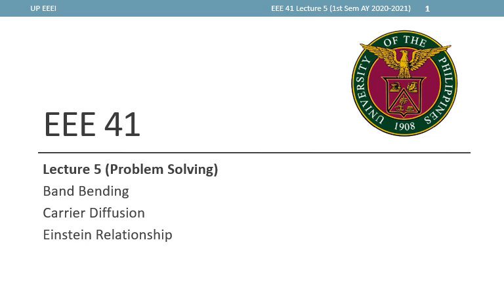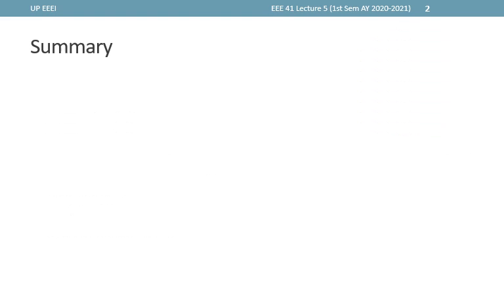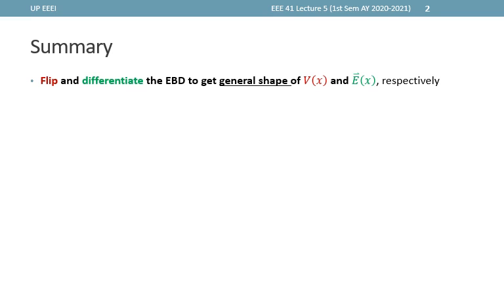Hello, in this video, we'll demonstrate how to solve some problems related to Lecture 5, which include topics such as band bending, carrier diffusion, and the Einstein relationship. So a very quick review of the topics first. To get the general shape of the voltage, we have to flip the energy band diagram, whereas to get the general shape of the electric field, we have to differentiate the energy band diagram.